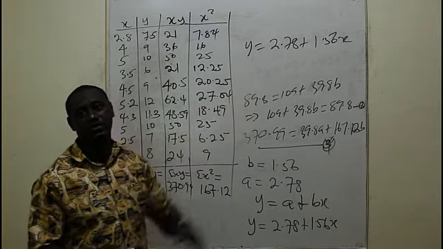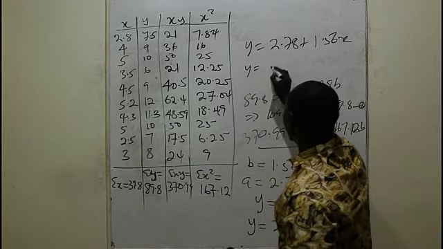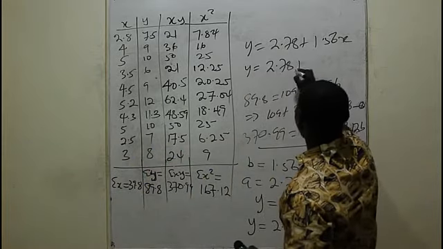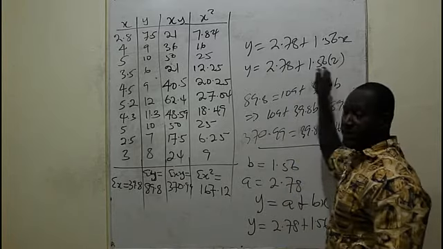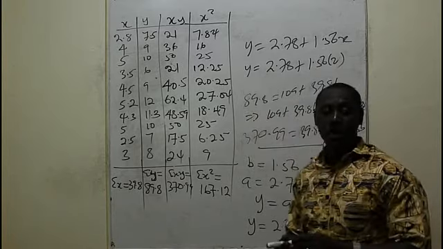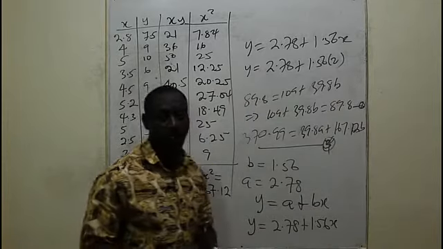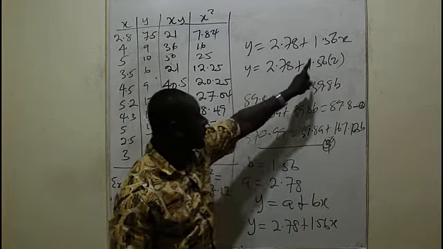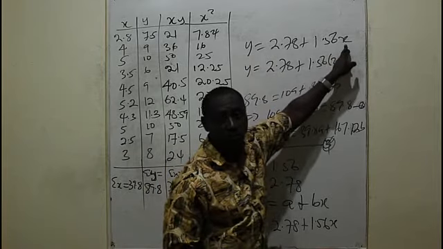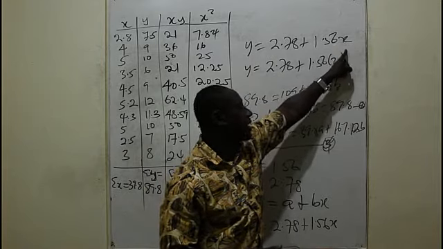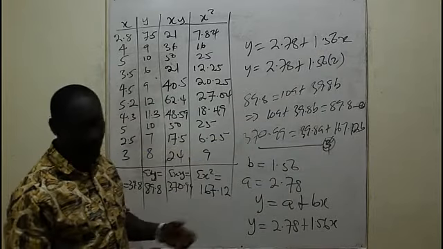What will be its corresponding value of y? If I substitute 2 for x, then I'm going to get 2.78 plus 1.56 times 2. When I do that simplification, the answer I get will be the y value. So when x is known, we should be able to use it to get y. That's why we are saying that before we can get y, x must be known. And so we use that to do prediction.